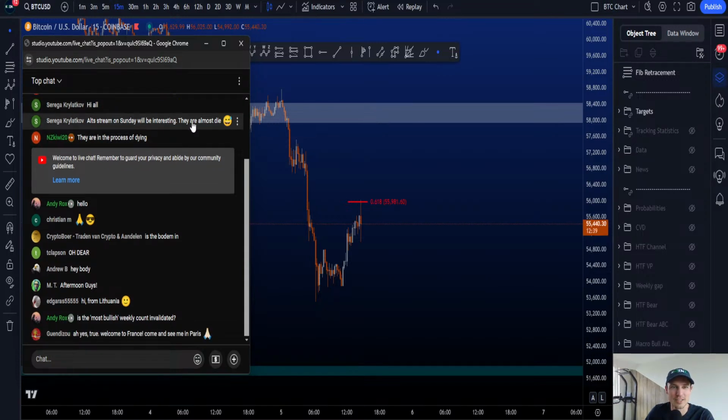Serega, alt streams on Sunday will be interesting. The alt stream, yeah, absolutely. I mean, as Bitcoin moves down, the alts move down as well most of the time.